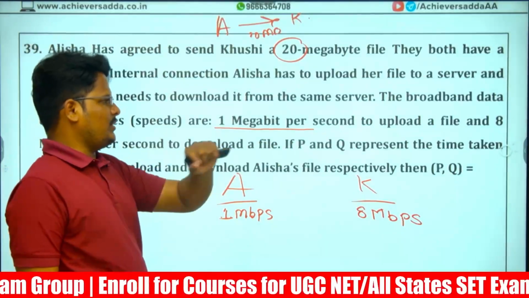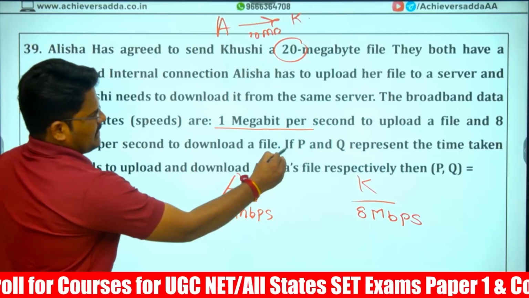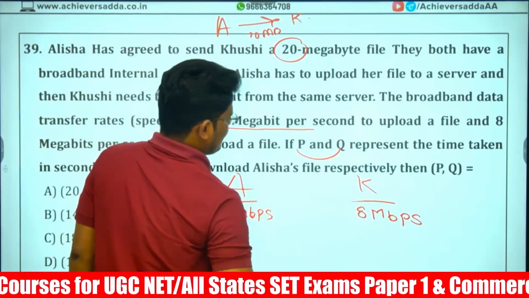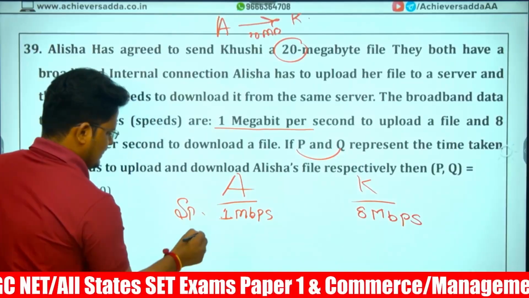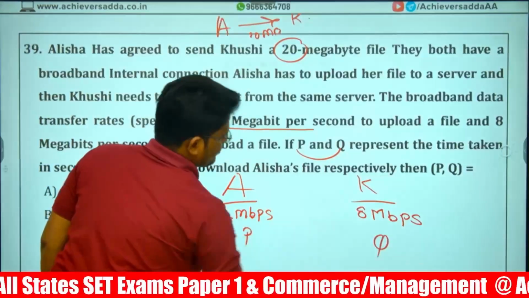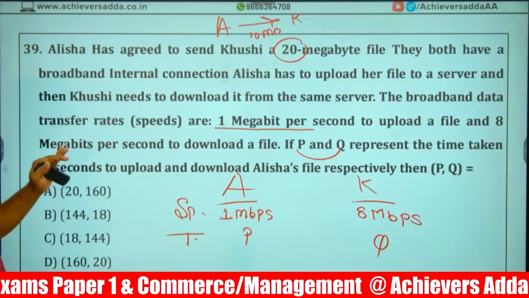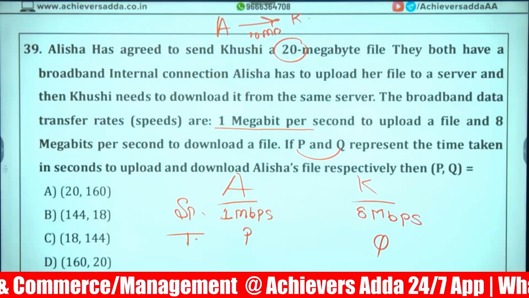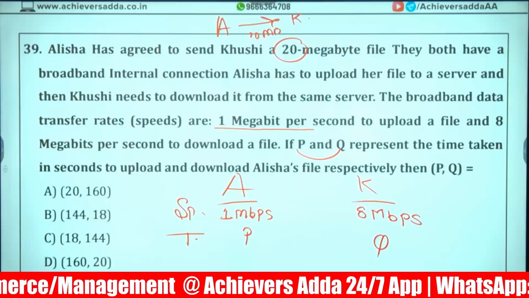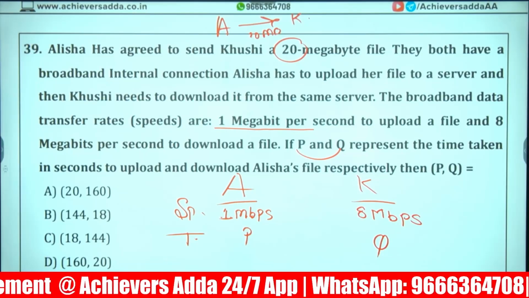If P and Q represent the time taken in seconds to upload and download Alisha's file respectively, this is the speed and time taken is P and Q. Time taken will be how much?